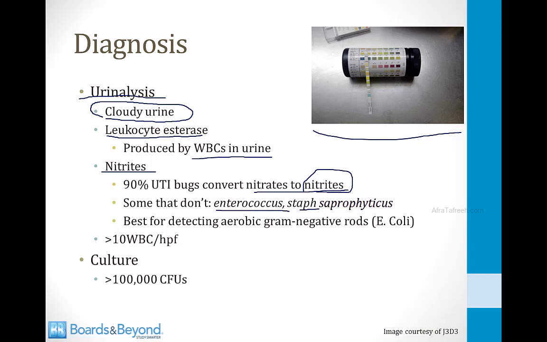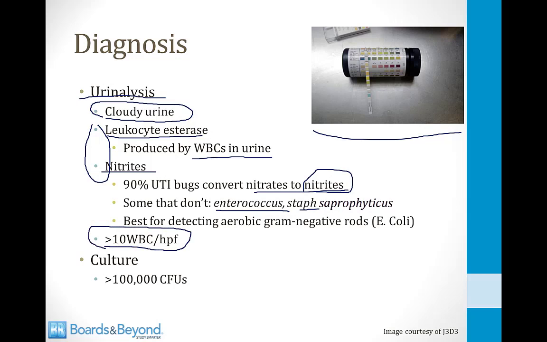And so when you see leukocyte esterase and nitrites positive on a urine dipstick, that tells you you're highly likely to have a urinary tract infection with E. coli. You also can look at the urine under the microscope, and if you see more than 10 white blood cells per high-powered field, that suggests a UTI.